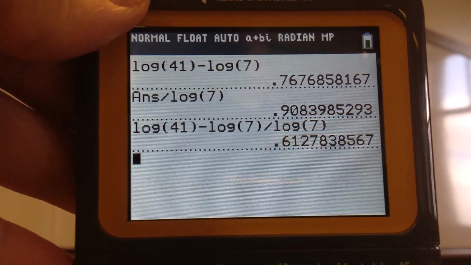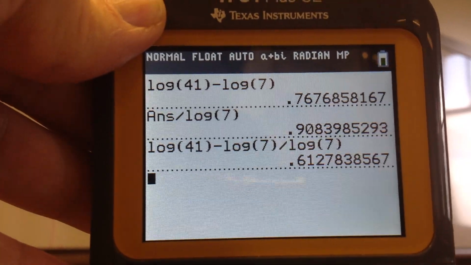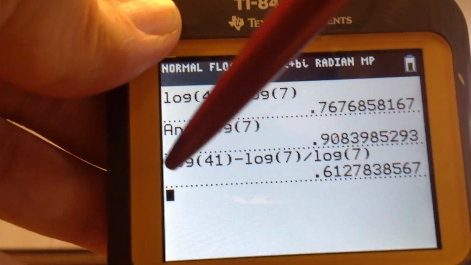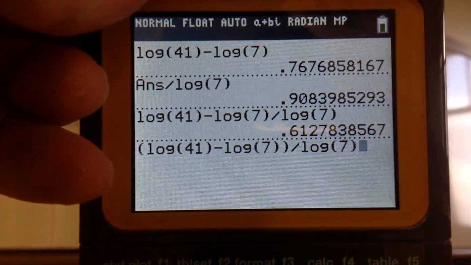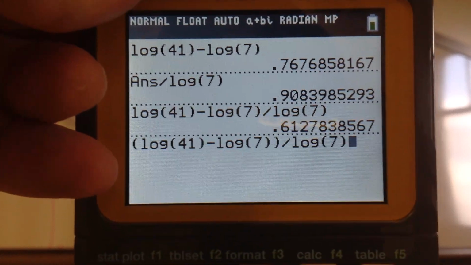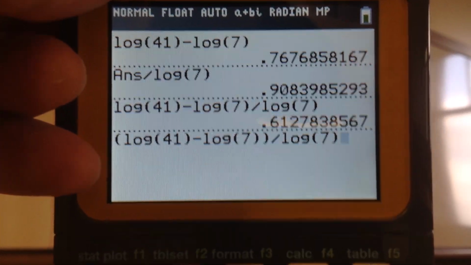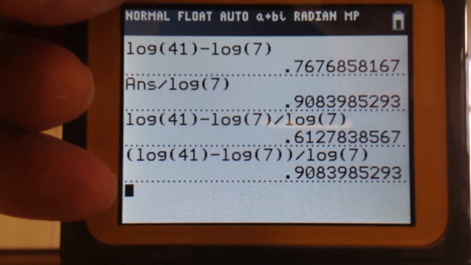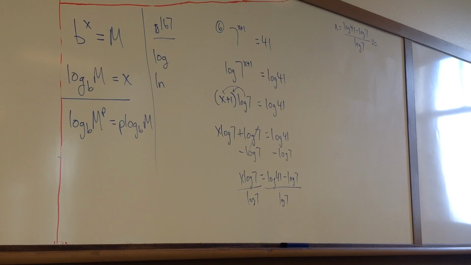If you want to calculate this all at once and get the correct answer, you've got to put parentheses around the numerator itself, right here and over here. So I'll type that in as well. And, you know, if you like to do it that way, that's fine. I just like to avoid all of these hassles with the parentheses. So there it is typed in correctly, and you've got the parentheses around the numerator and then divided by log 7, and there's our correct answer, 0.9084. So what I'm saying is, again, really be careful when you're going to approximate these answers.